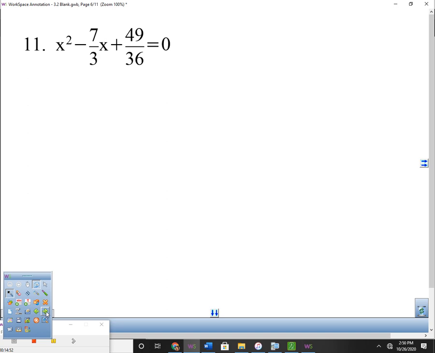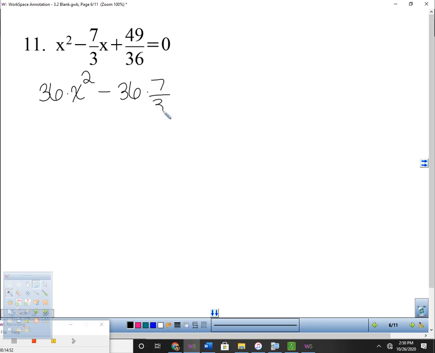So I need the smallest number that 3 and 36 will go into. 36. So I'm going to multiply everything by 36. So I've got 36 times the x squared, and then I've got a minus sign, 36 times 7/3 x plus 36 times 49 over 36 equal to 36 times 0. And by the way, this will come in handy later when we have x's in the bottom, because then we're going to have to do that same exact thing.